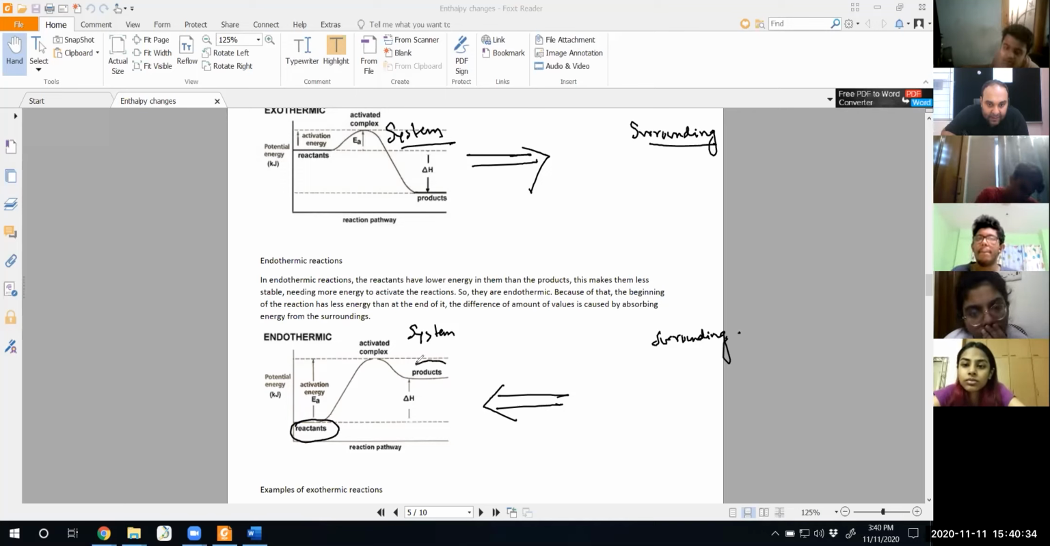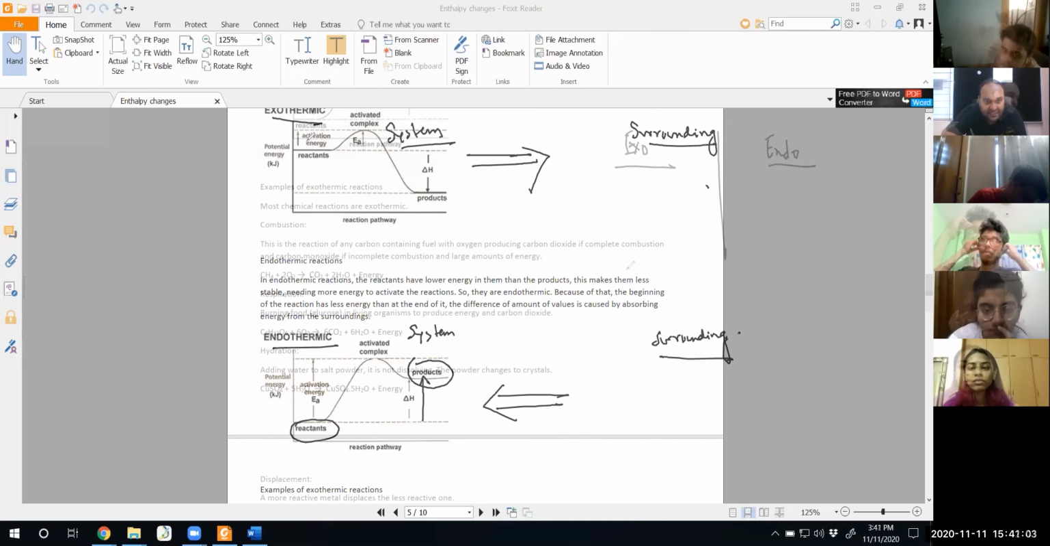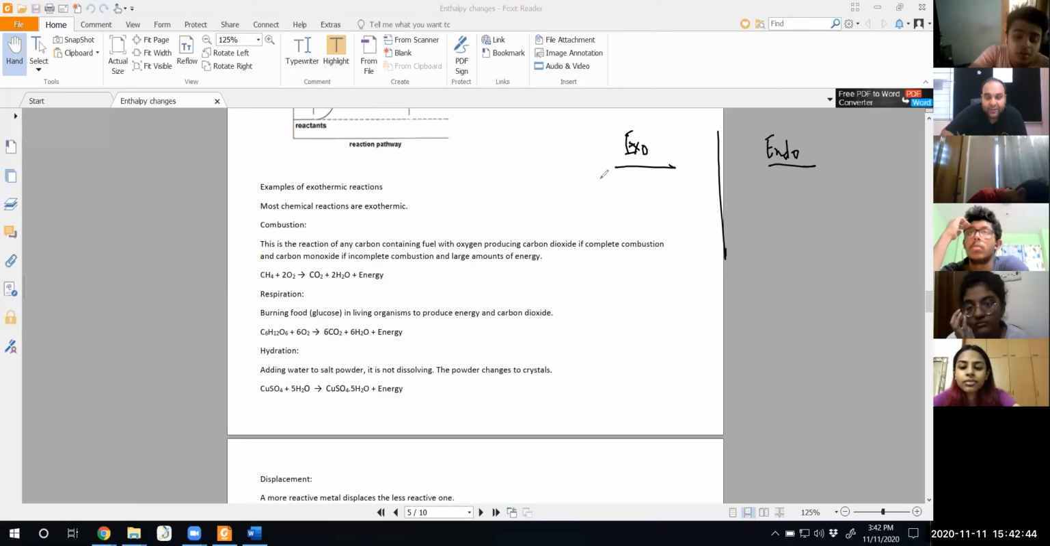And when it's forming products, it has more energy. So where did this extra energy come from? From the surrounding, from the external source. When energy flows from the external source into the system, it's an endothermic reaction. And when the energy flow is outwards, from the system to the surrounding, it's an exothermic reaction. Most reactions we will come across are exothermic.